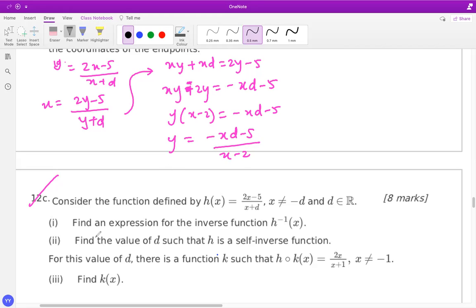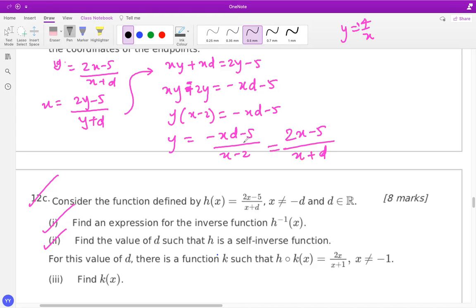And now, since they have said the next part is that it is a self-inverse function, you have to find out what's the value of d such that this happens. Self-inverse functions are basically functions for which, if you find their inverses, they're also the same thing. A typical example is y equals 1 upon x, or 4 upon x, which is a self-inverse function, because if you find the inverse of this, it's the same thing. So since it is the same as the original function, I'm going to just equate it with 2x minus 5 upon x plus d.